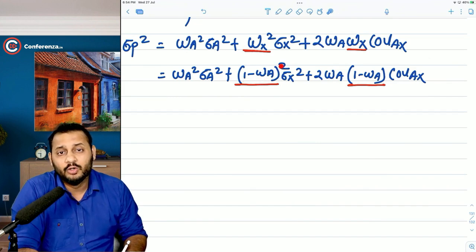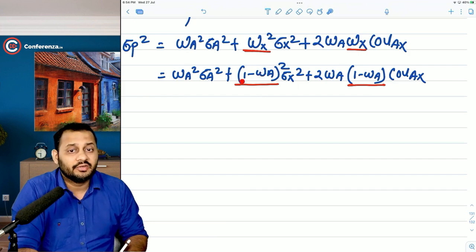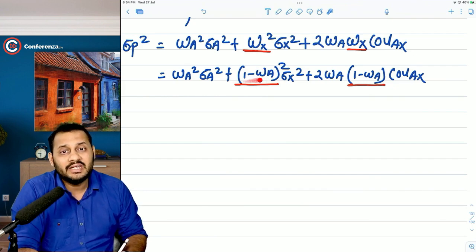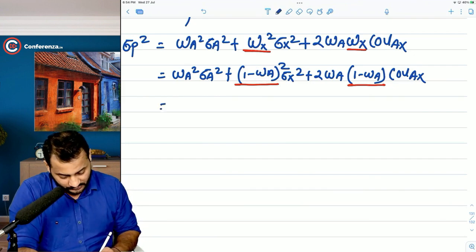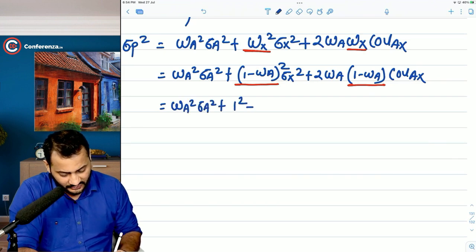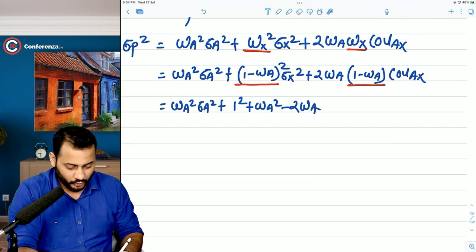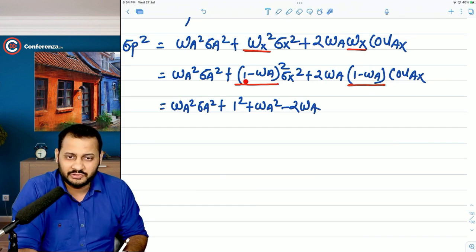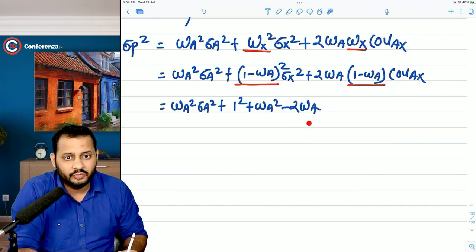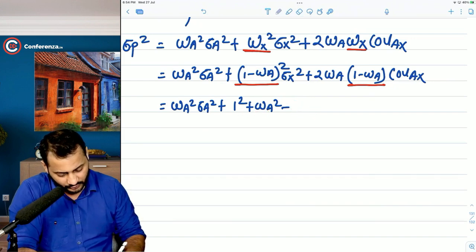A minus B whole square is nothing but A square plus B square minus 2AB. Getting it? See. So weight of A square, standard deviation of A square plus 1 square plus weight of A square minus 2 into 1 into weight of A. 2 into 1 is as good as nothing, and weight of A, so 2AB. A square plus B square minus 2AB. Okay, let's move ahead. 2 weight of A.